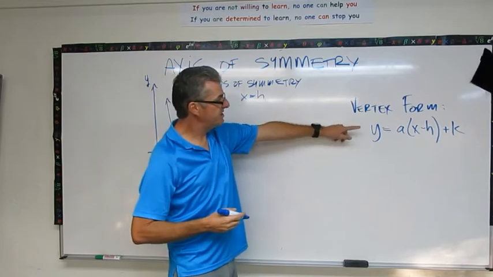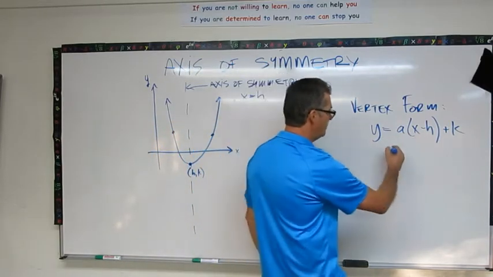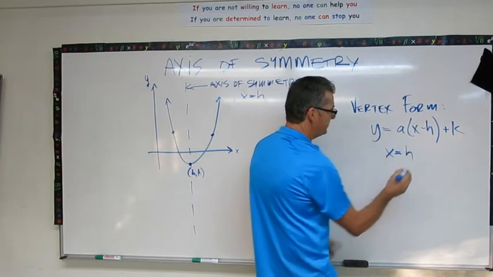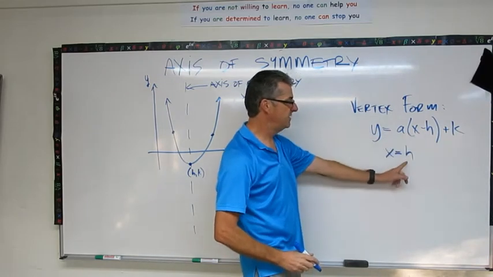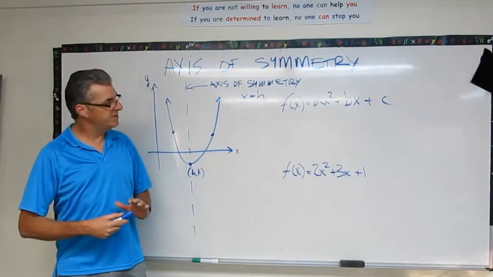So in my vertex form, remember that the negative is part of the form. So when I write the axis of symmetry, it's just x equals h. Different sign than that one. So just remember that for sure. Okay, so let's get into this.